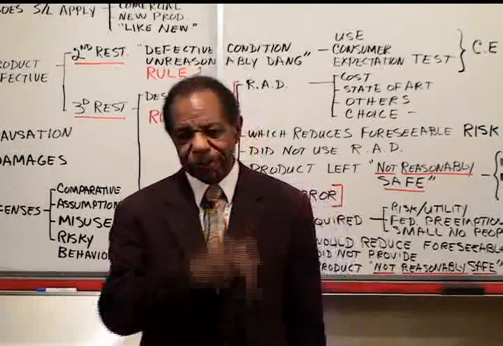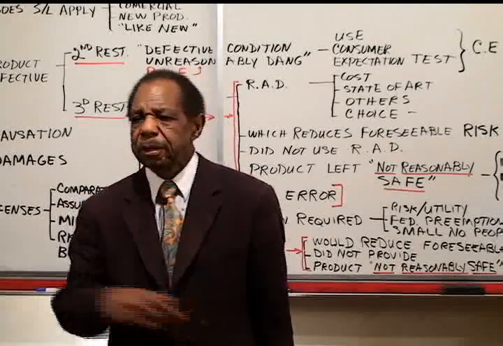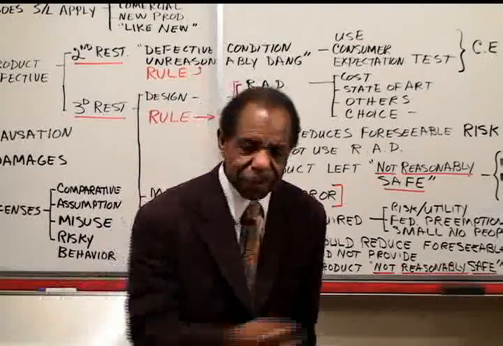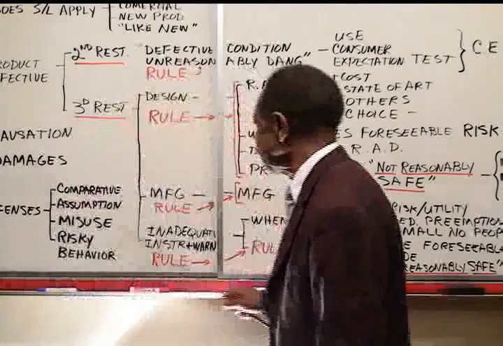This product is defective because of the manufacturing process. So if it doesn't come off the assembly line the way it was designed to, the way the other products come off the assembly line, that's a defect in manufacturing. So that one is easy, and that's right here.